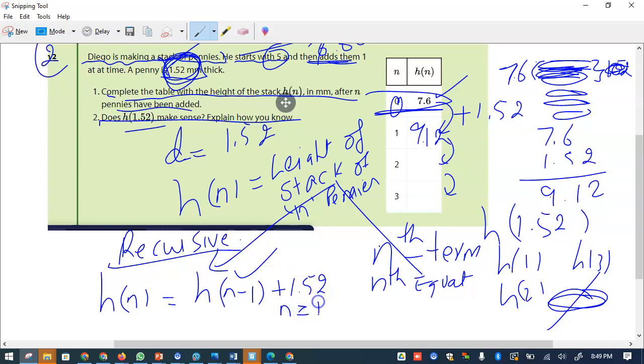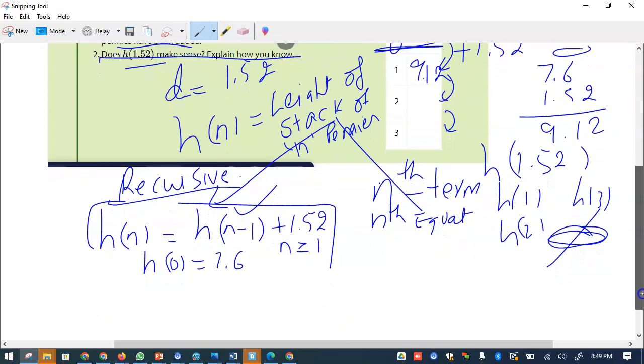Here I have to write 1 because h of 0 is given. h of 0 is 7.6. And you're done. This is the recursive definition.